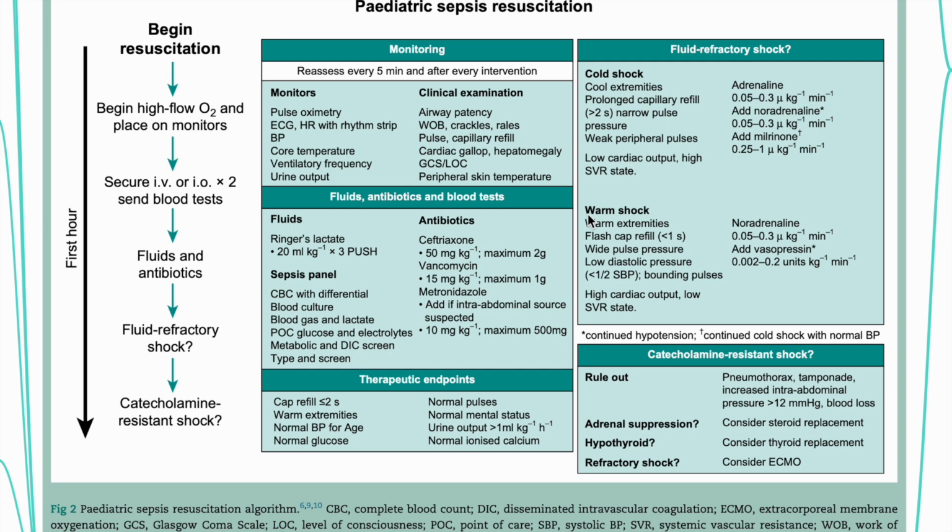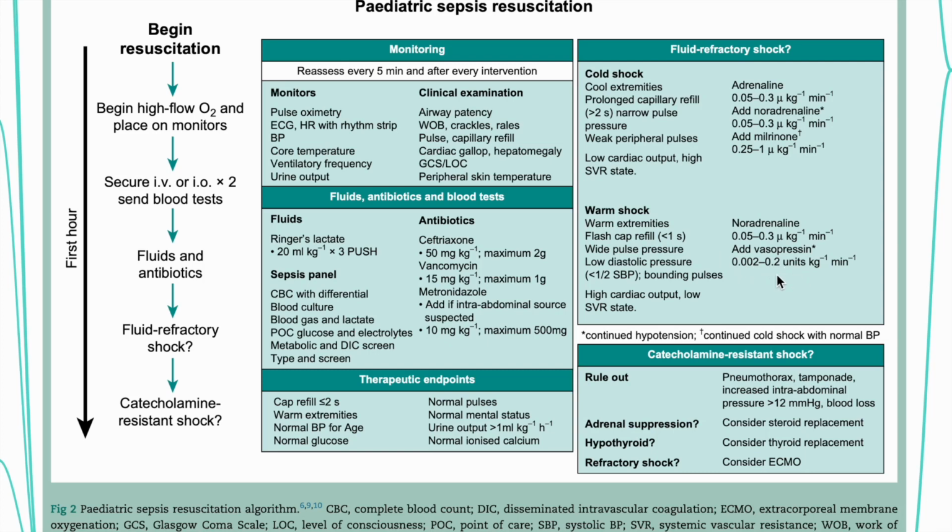Signs of warm shock include warm extremities, flash capillary refill less than 1 second, wide pulse pressure, low diastolic pressure, bounding pulses, high cardiac output, and low SVR state. Treatment is with noradrenaline 0.05 to 0.3 micrograms per kg per minute, add vasopressin if continued hypotension 0.002 to 0.2 units per kg per minute.